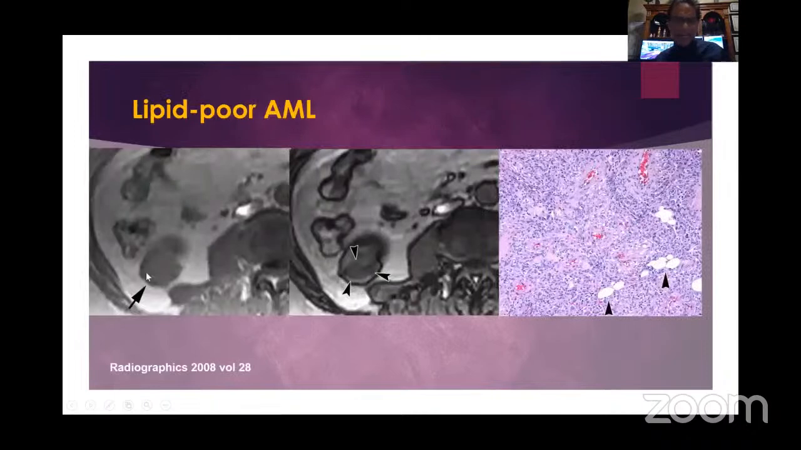In lipid-poor angiomyolipoma, again, we can see that it follows the signal of psoas on in phase. On out of phase, there are areas of drop in signal within it due to small fatty tissue within the lesion, but it really depends on how much fat is within the lesion.